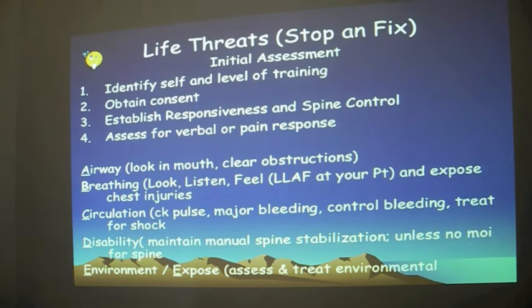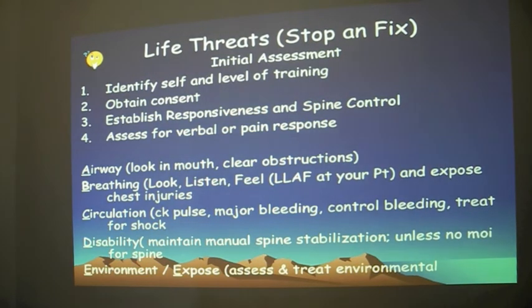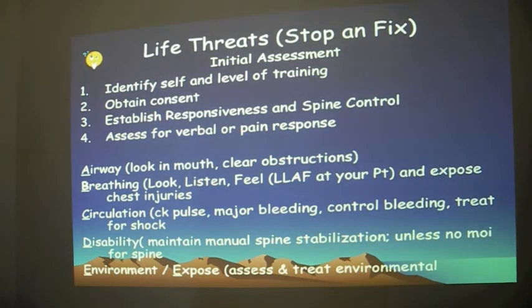Next is circulation. We want to check pulse, check for major bleeding, control any bleeding we find, and treat for shock. Disability: maintain manual spine stabilization unless there's no mechanism of injury for the spine. Environment, we have 2 E's here, environment and expose. Environment is we want to protect them. If it's hot, keep them cool. If it's cold, warm them up. If it's raining, get them out of the rain. If it's sunny, get them out of the sun. Expose, this is where you're going to actually remove clothing and look at their injuries.